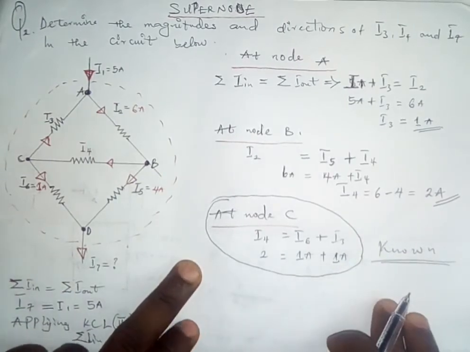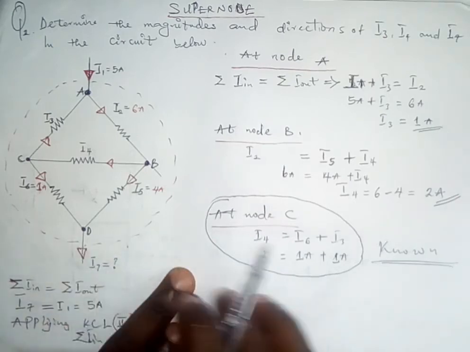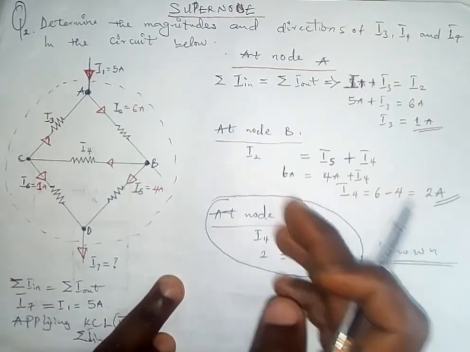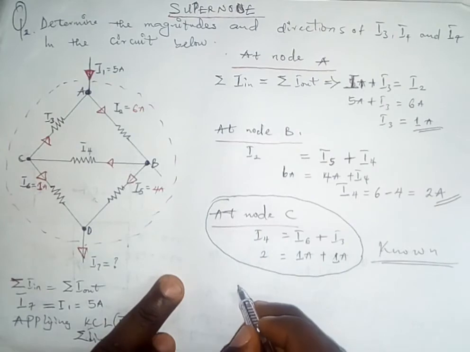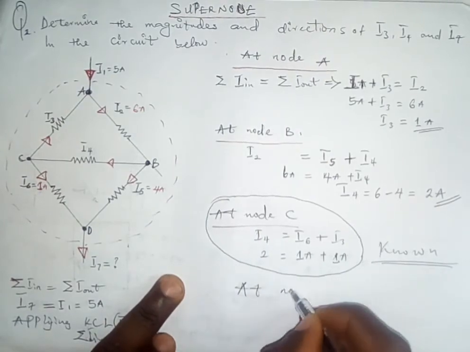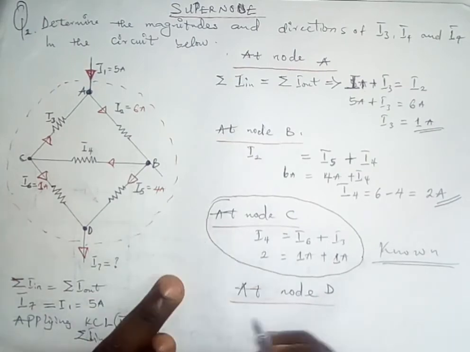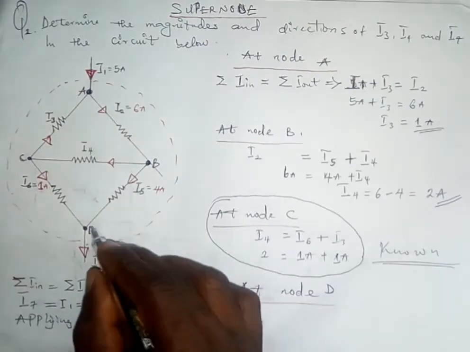So the next thing we are going to look at is node D. Node D is our major concern now. What happened at node D? But it's good the way we take this, so that we follow every rule and cover the whole circuit. So at node D, the sum of current that enters, we don't need to bother ourselves, so there's no more stress here.